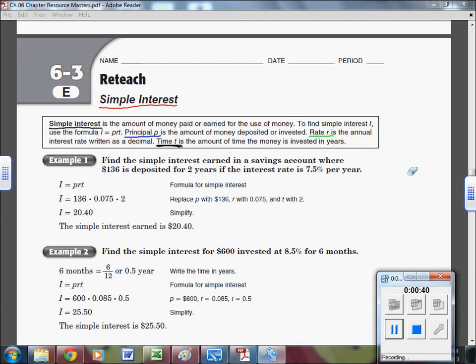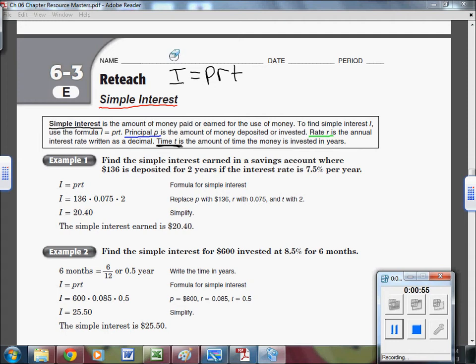So the first thing you have to do is, for each of these questions, let's give ourselves a structure. Let's give ourselves something to follow. You're going to be following this formula. You're going to be following I equals PRT. Think of that as PERT.